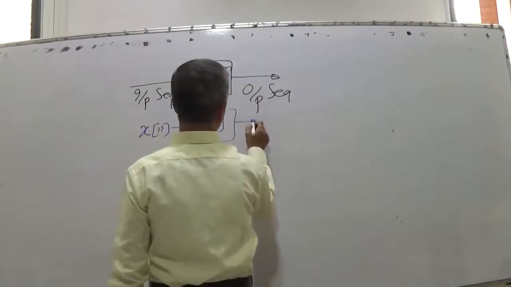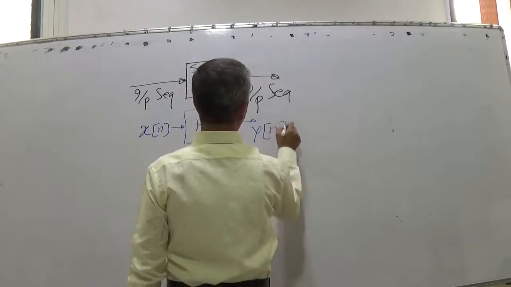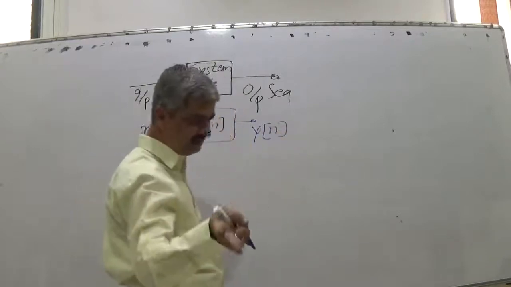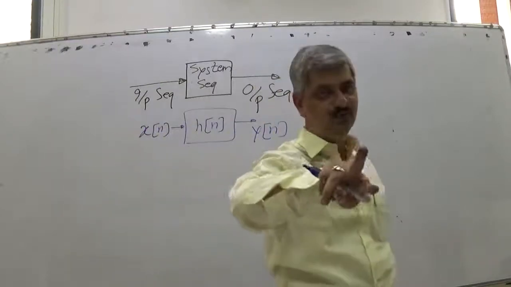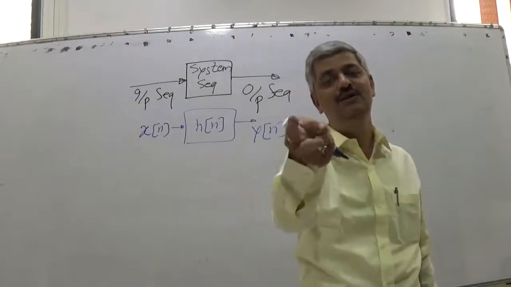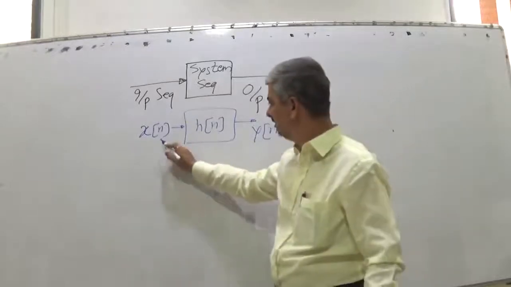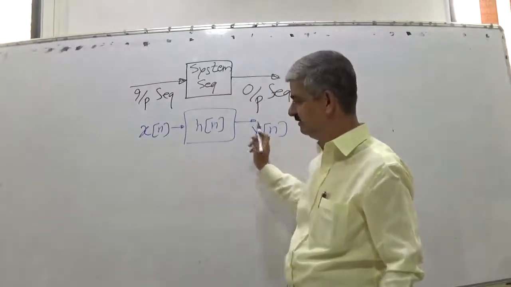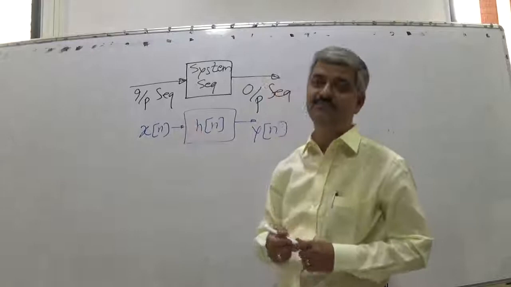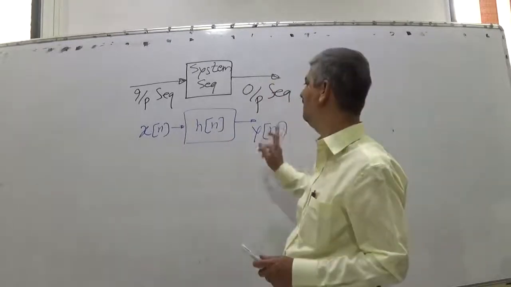So in general it is an index. Only thing is that when two indexes come together, to differentiate between them we have to use another index. So otherwise, input sequence, system sequence, output sequence. If you know the input sequence and the system sequence, you can find the output sequence.